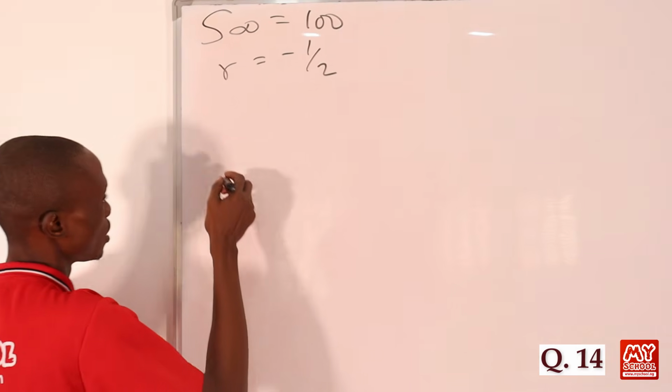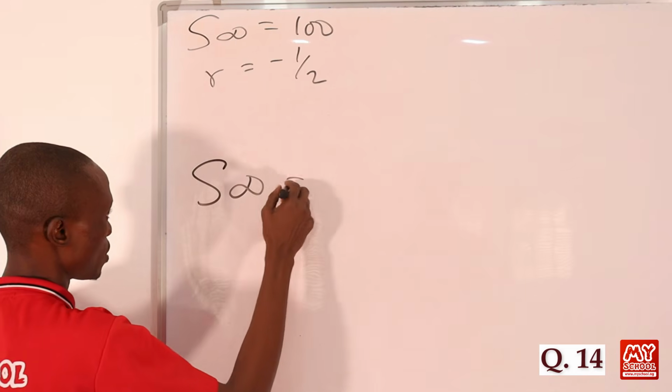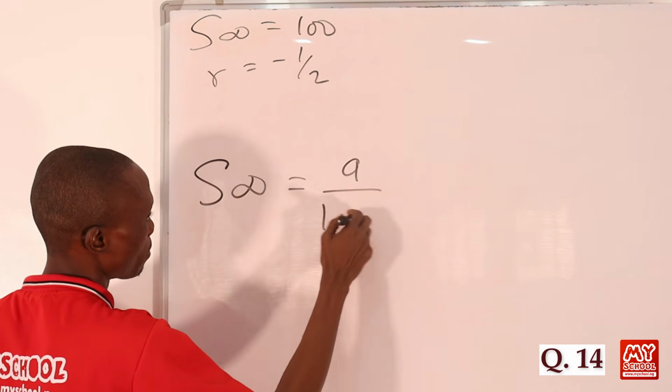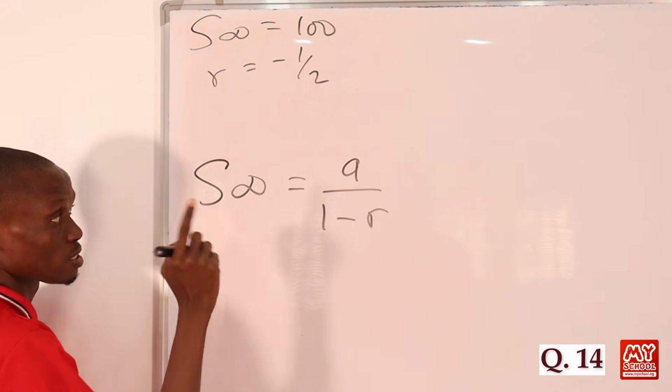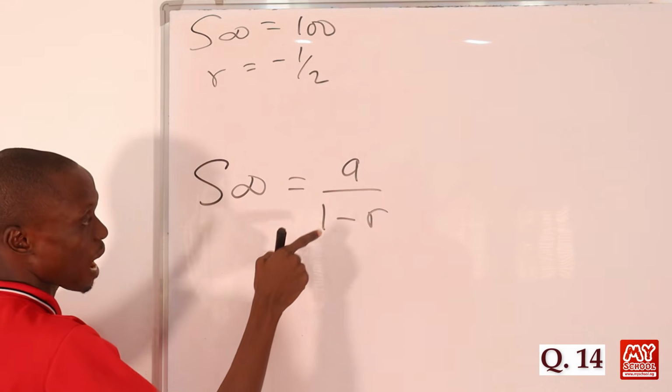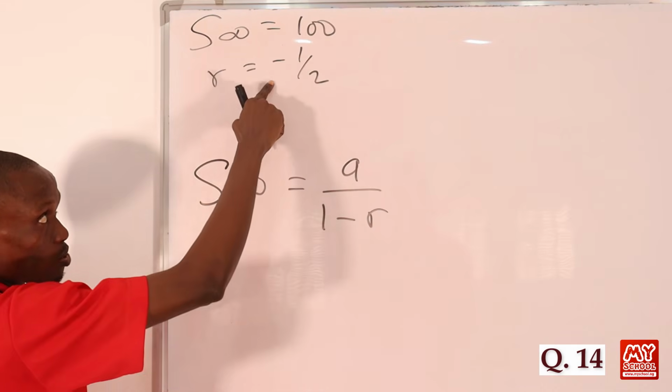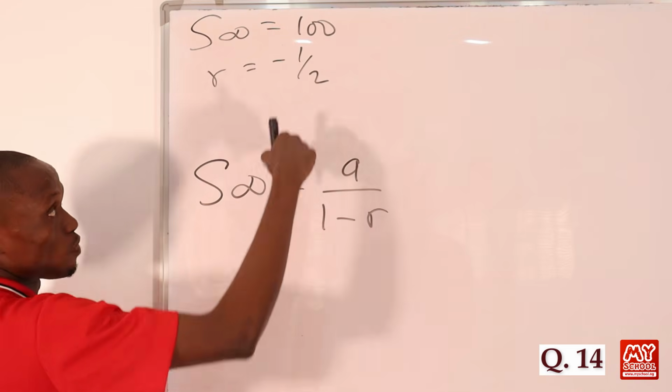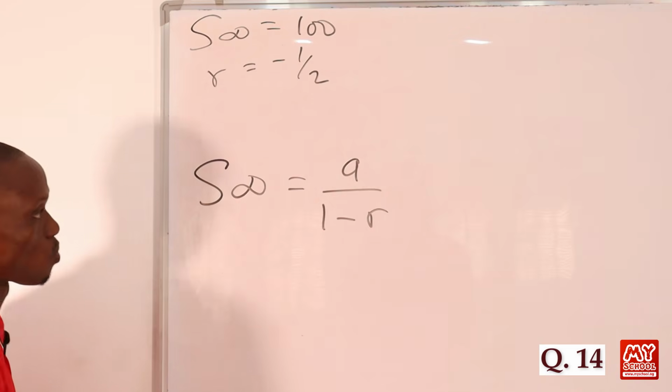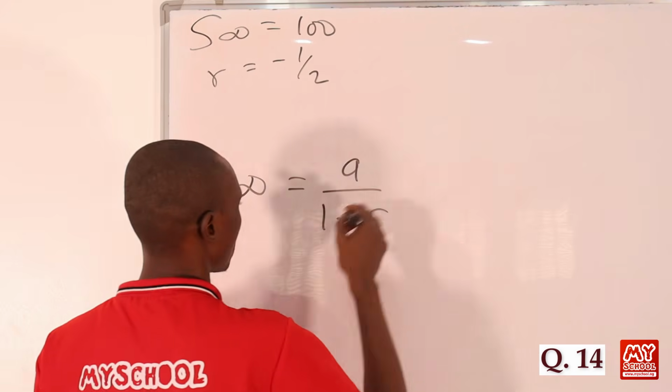So we know that the sum to infinity of a GP is given as a over 1 minus r, but this is provided that the modulus of r is less than 1. So in this case, r is actually less than 1 because we're having minus 1 over 2, which is less than 1. Okay, so let's substitute the values that are given to us.